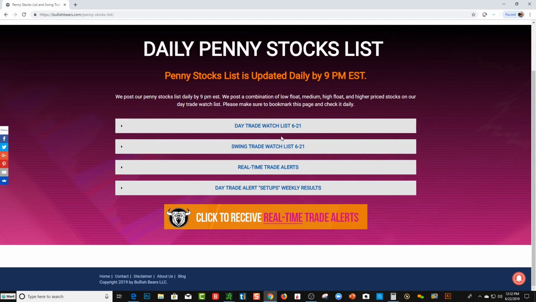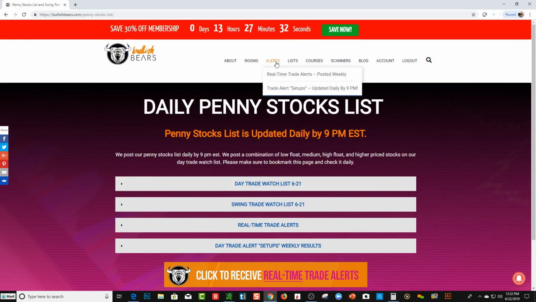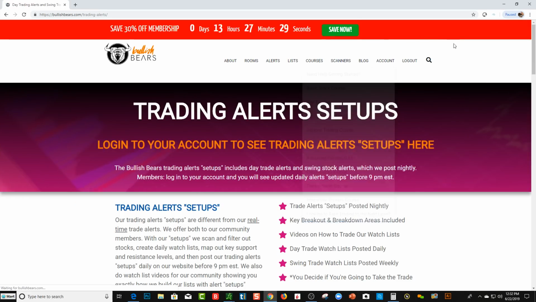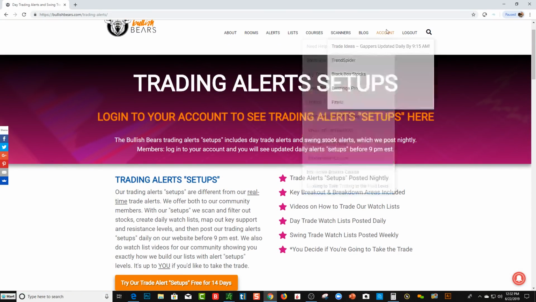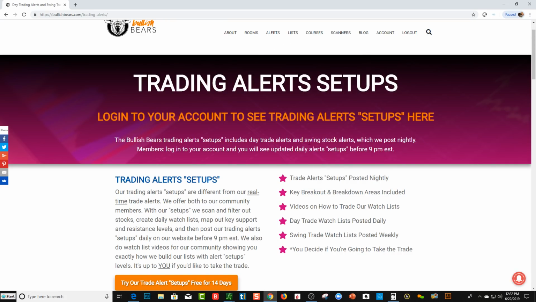And then you come over to the alert section, the trade alert setups. And I'm not logged in. I thought I was logged in. Once you're logged in, you'll see our trade alert setups right here. And this shows you everything I just showed you on those alerts I just created in Thinkorswim. We post them right here.